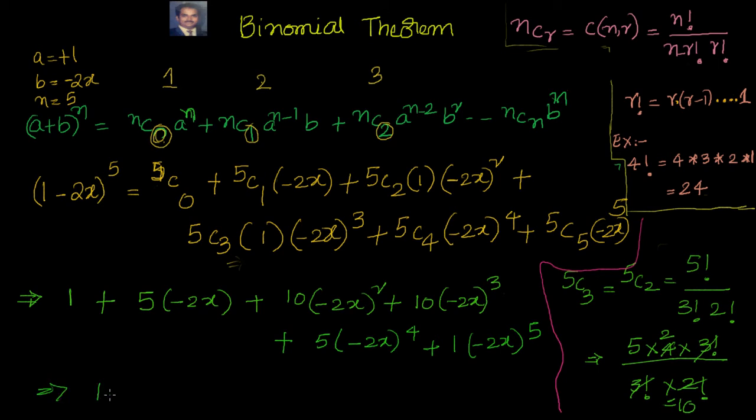Simplification, this becomes 1 minus 10x plus 2 square is 4, minus square is plus, so this becomes 40x square. And the next thing I have is minus 2 whole cube is minus 8, so this becomes minus 80x cube plus 2 to the power 4 is 16, minus 2 to the power of 4 is plus 16 into 5 is 80, 80x to the power of 4, minus 2 to the power of 5 is 32, minus 1 to the power of 5 is minus, so this becomes minus 32x to the power of 5. This is how we do it.